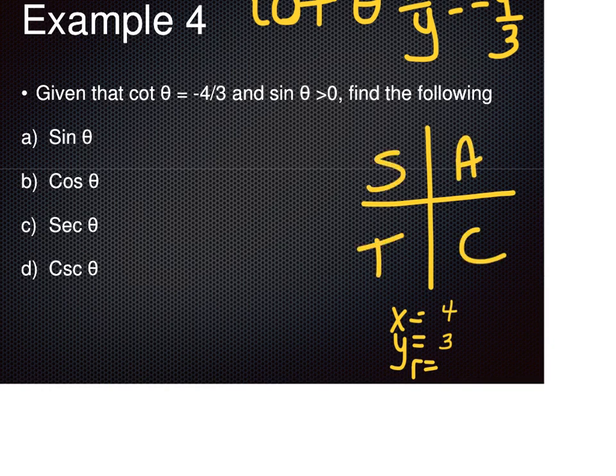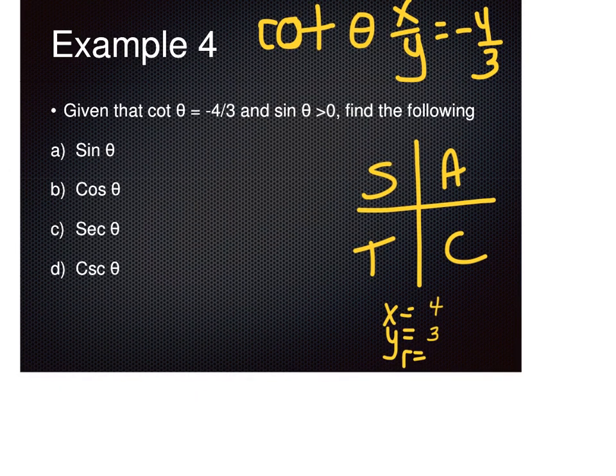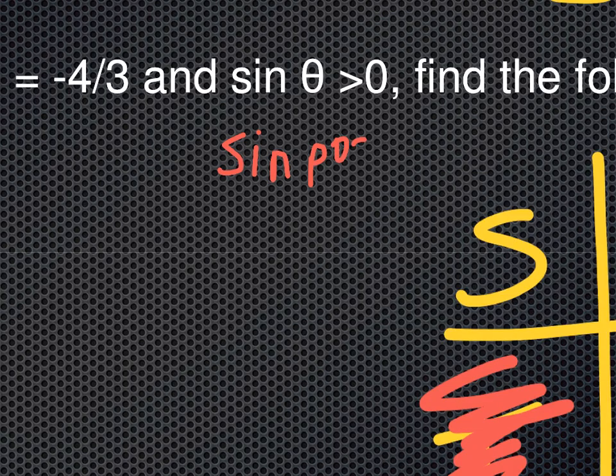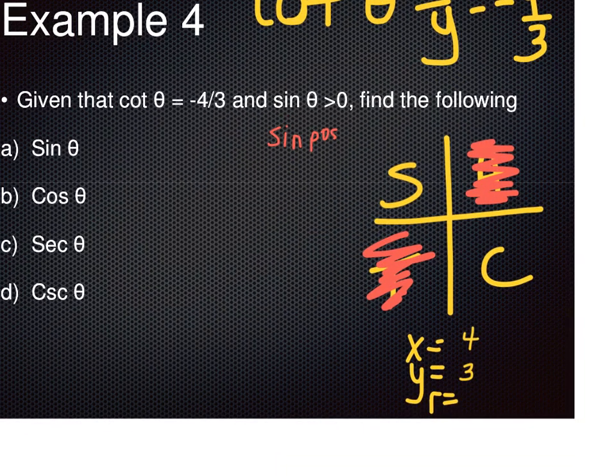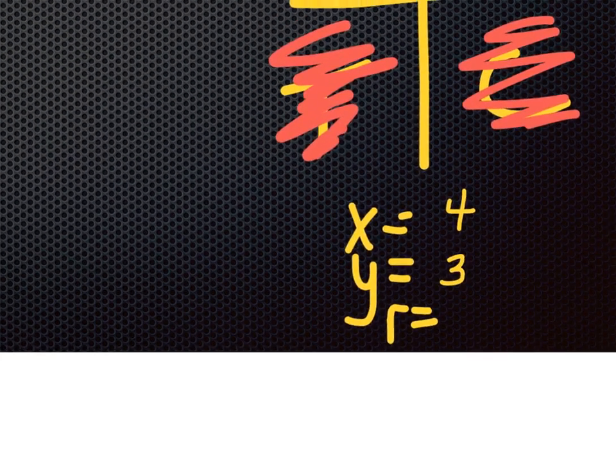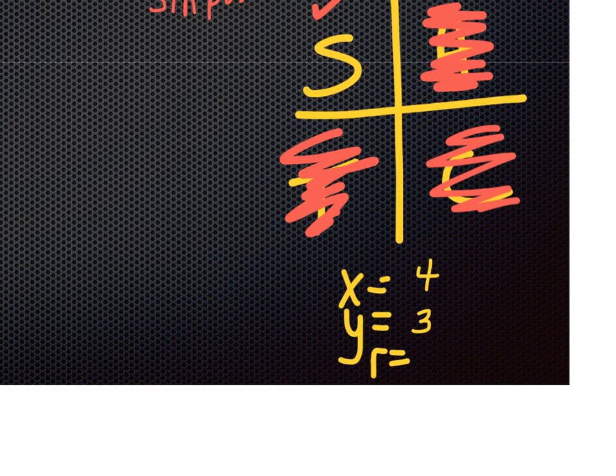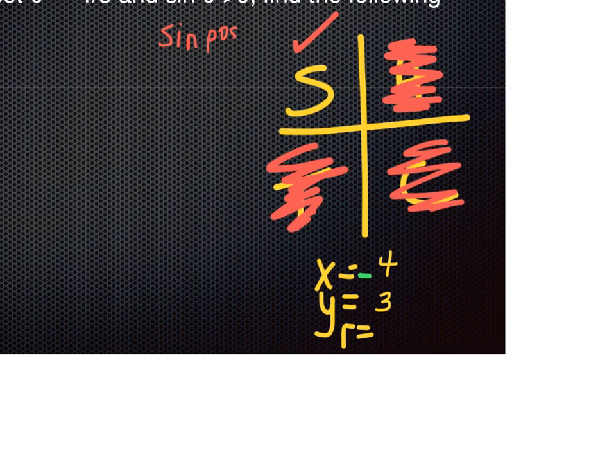Okay, so the first thing I'm going to do is cross off what this cannot be. My cotangent is negative. So that means it cannot be in which 2 quadrants? Cannot be in T because that's where it's positive. And it cannot be in A. The second thing it says, sine is greater than 0. That means the sine is positive. Where is the sine positive? In the second quadrant. So what do you know about your X value and your Y? If it's in the second quadrant, X is negative, right? Because you go left, then up. So X is negative, Y positive. So I know it's negative 4, positive 3.